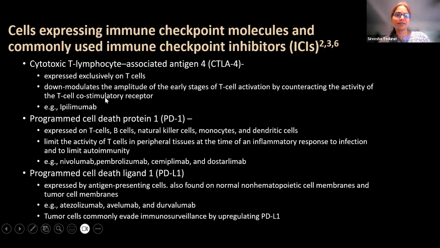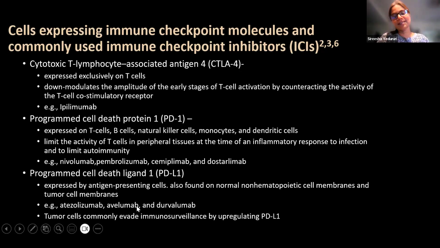These are the commonly used immune checkpoint inhibitors. These three are used widely, even here at MD Anderson. We are also using atezolizumab and durvalumab, which are next most commonly used. Programmed cell death ligand 1 is expressed by antigen-presenting cells. It is also found in normal non-hematopoietic cell membranes and tumor cell membranes.